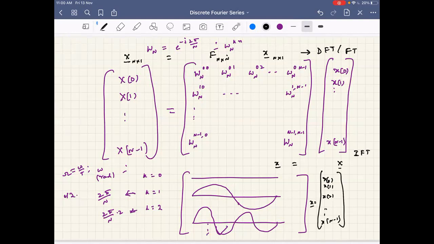Sir, 1 by n into the conjugate of this matrix. Given equation 1, how do I write equation 2? That's my question. It's a matrix, this is a vector of n cross 1, this is a matrix of n cross n, and this is a vector of n cross 1. No sigmas, nothing here. Yes, sir, F inverse into X. Right, simply it is F inverse into X. But what is F inverse?